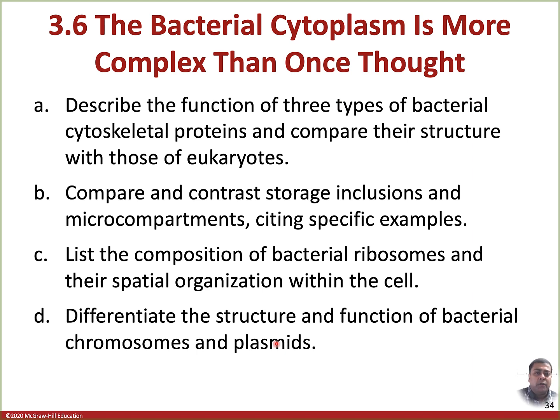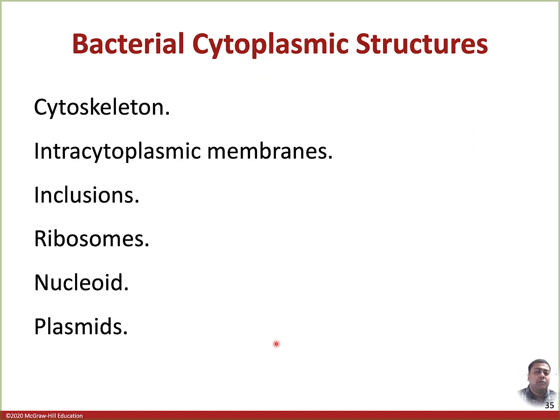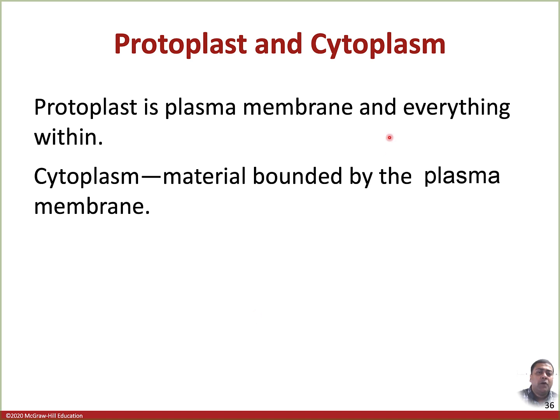The next part that we are going to talk about is the bacterial cytoplasm and the structures present in it: cytoskeleton, intracytoplasmic membrane, inclusions, ribosome, nucleoid, and plasmid. We are going to talk about each one of them. The protoplast is the plasma membrane and everything within, whereas the cytoplasm is the material bounded by the plasma membrane. Here there is a print mistake; this should read cytoplasm, material bounded by the plasma membrane.